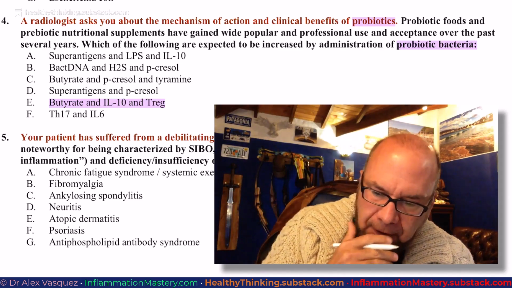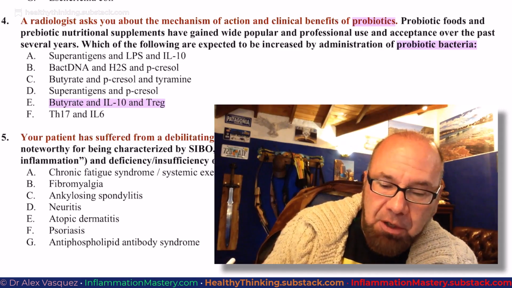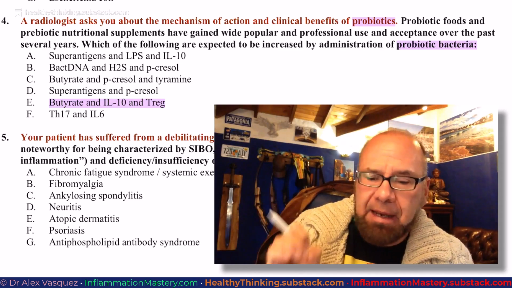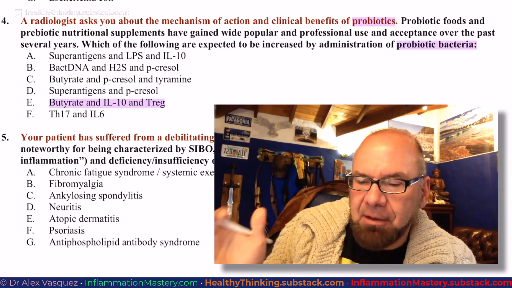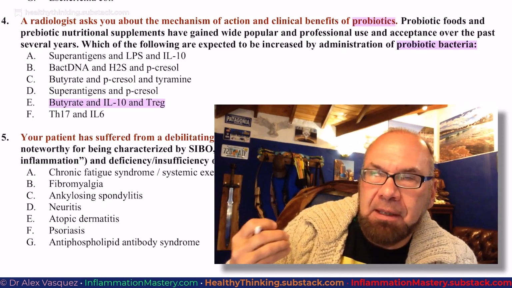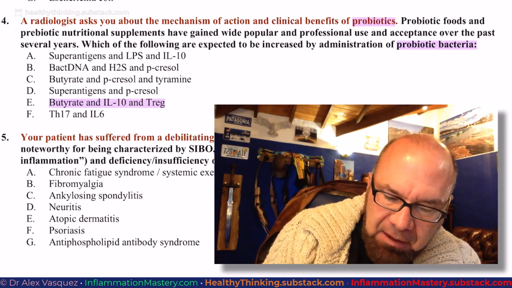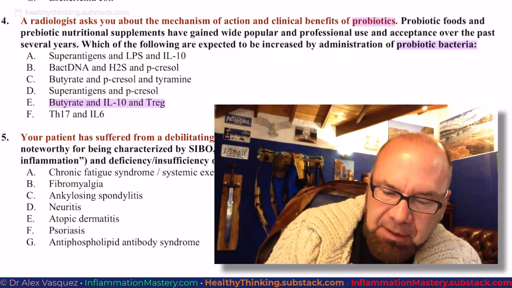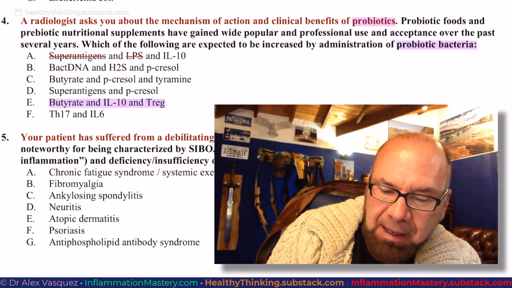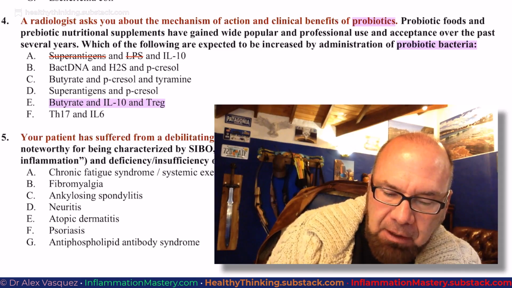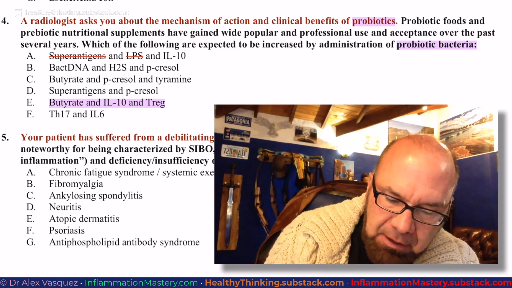Again, my approach to answering examination questions is that first you have to figure out what they are asking. And in this case, it's pretty straightforward. It's just asking, what is the mechanism through which probiotics provide their benefit? And it's usually by reducing inflammation. So superantigens are pro-inflammatory, LPS is pro-inflammatory, IL-10 is anti-inflammatory, but the other answers are incorrect. So that makes the entire answer incorrect.